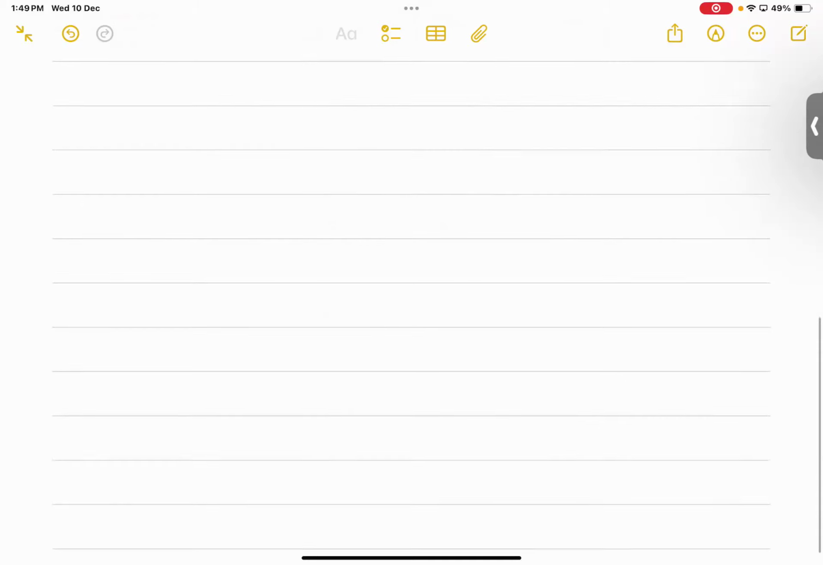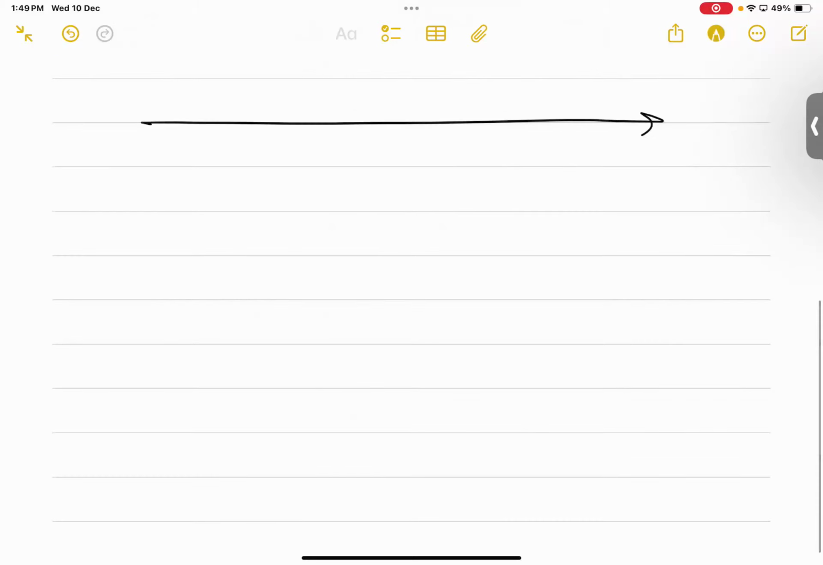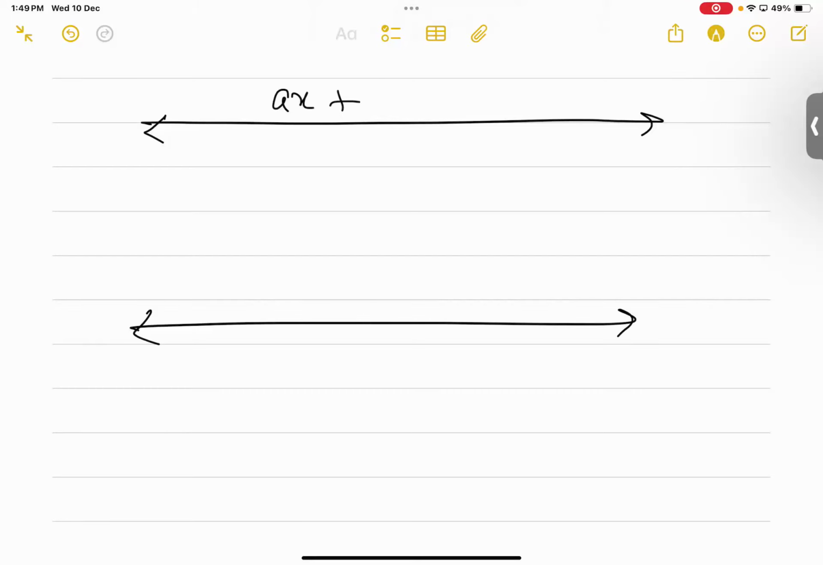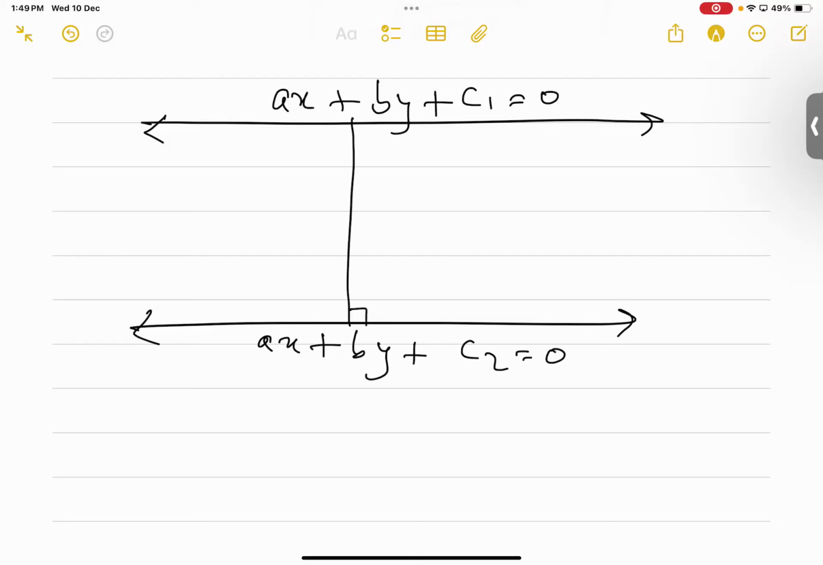Now there are two parallel lines. The first line L1 is ax plus by plus c1 equal to 0, and the second is ax plus by plus c2 equal to 0. This distance is D. Since they are parallel lines, ax and by are the same, because the slope will be minus a by b. C1 and c2 will be separate.